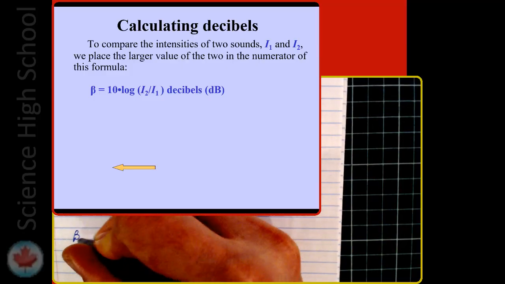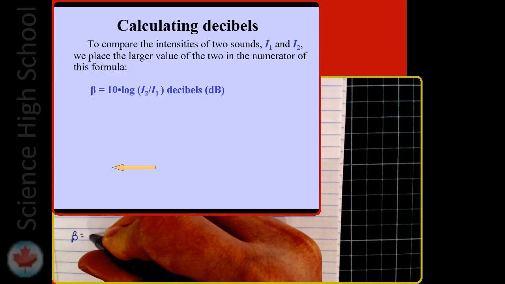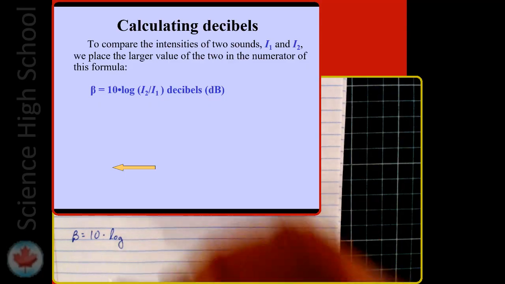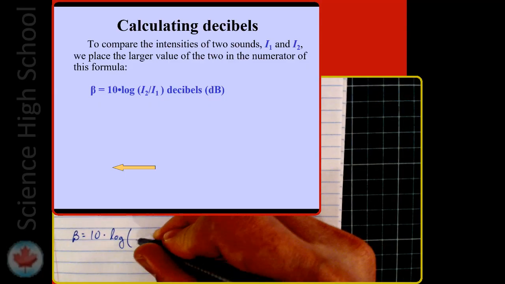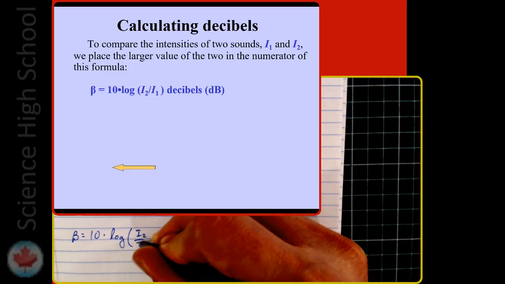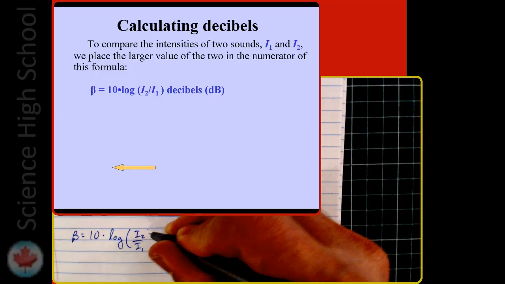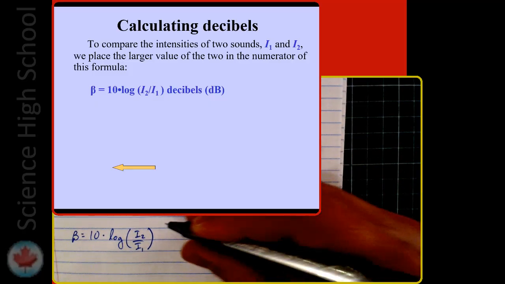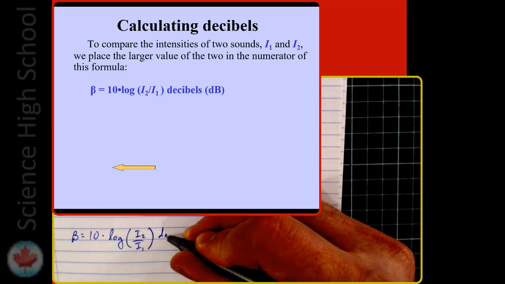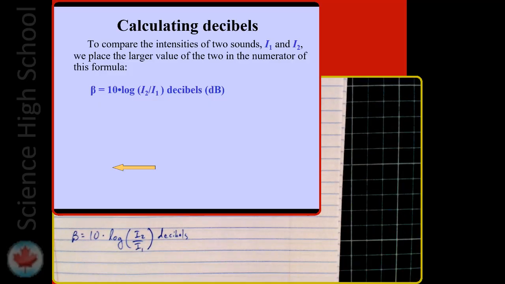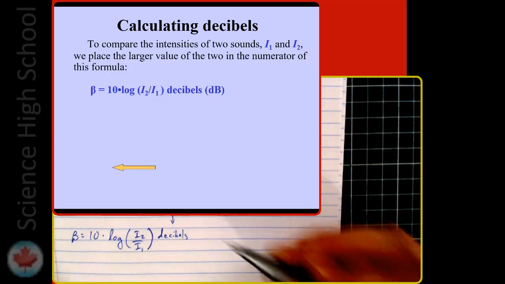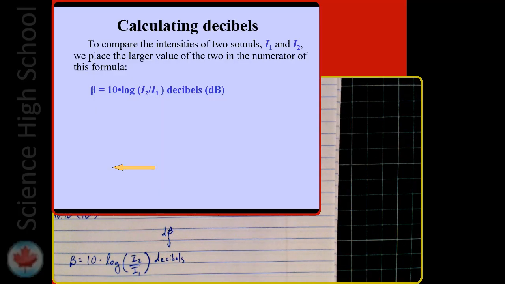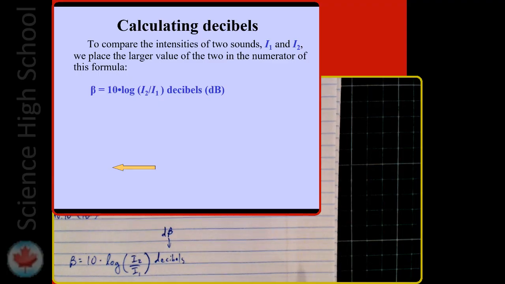So we write it as a Greek letter beta, and that's equal to 10 times log, that log button I was showing you before, of the ratio of intensity 2 divided by intensity 1, where intensity 2 is often the louder of the two intensities, decibels. And you can write it as the word decibels, or you can write it with the symbol, lowercase d, capital beta, decibels.